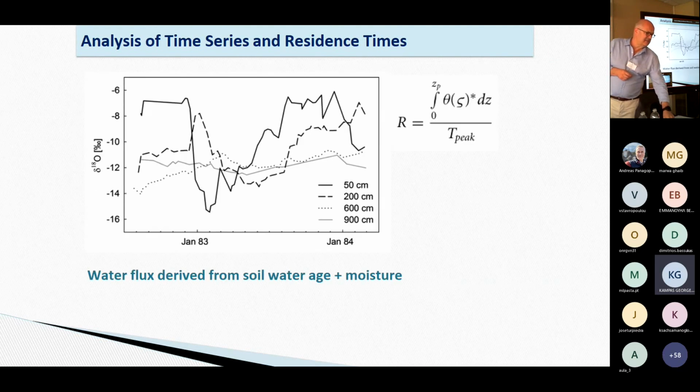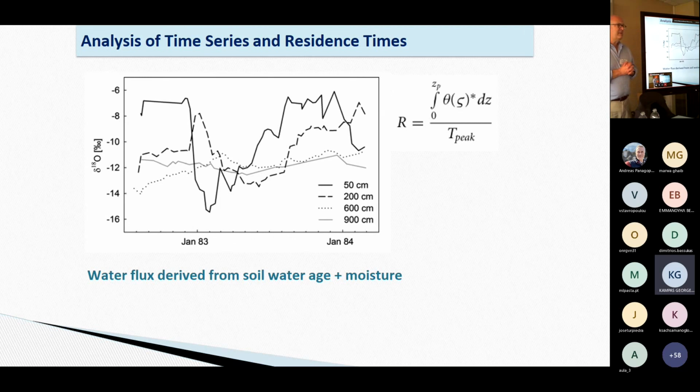Now, the second method is based on the phase shift. And here you see data that are very interesting. They are taken at different depths in the unsaturated zone. You have sampled at 0.5 meter, 2 meters, 6 meters, and 9 meters depth. And you see the isotope signal in these different depths. At the surface it's very pronounced, and then the deeper you get, the lower the variability is. At 9 meters it's gone. And at the same time, you get an idea of the phase shift, which is very small.